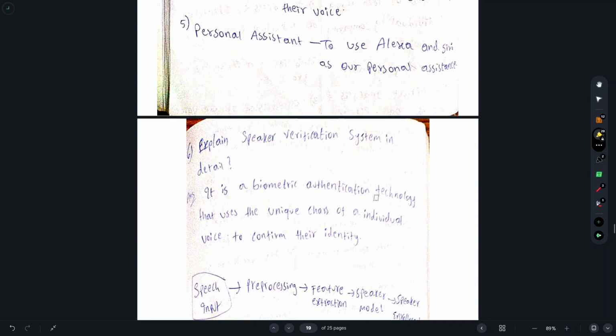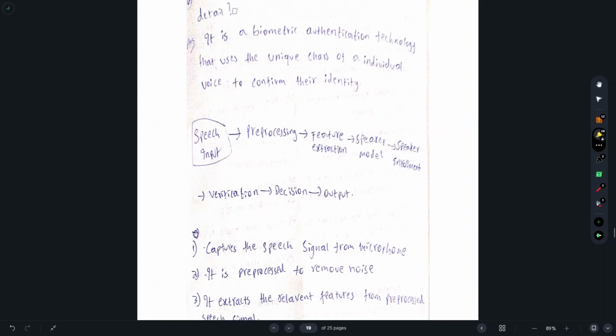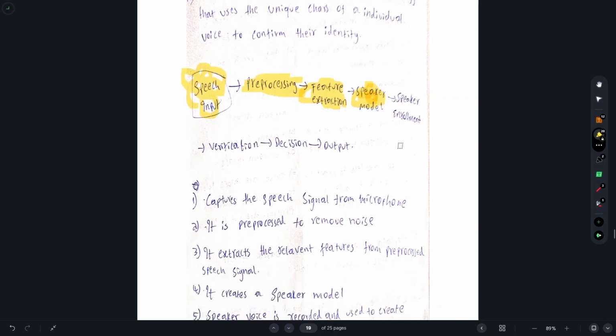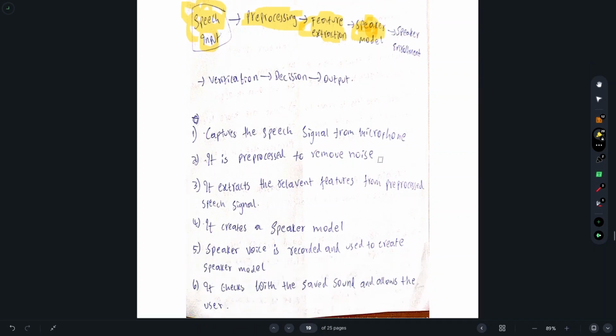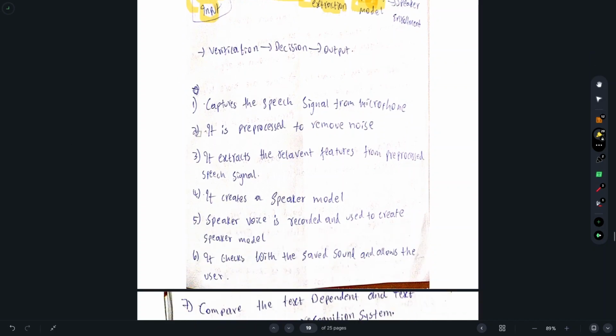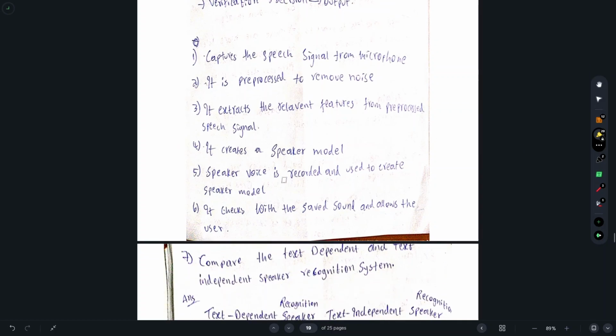So explain the speaker verification system in detail. The speaker verification system will take the input, and during pre-processing it will try to remove the noises. After removing the noises, it will extract the features from that particular voice, and after that it will create a speaker model with the help of those extracted features, and then speaker enrollment will be done. It captures the speech signal from the microphone, pre-processes it to remove the noise, extracts the relevant features, and creates a speaker model. The speaker's voice is recorded and used to create the speaker model, and it is saved and allows the user.